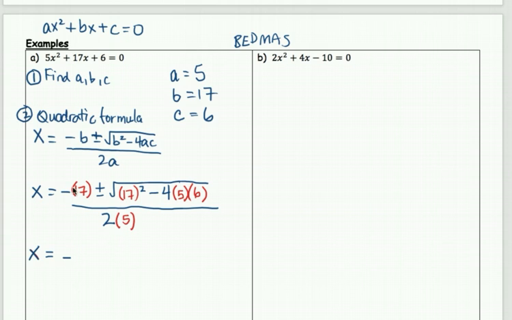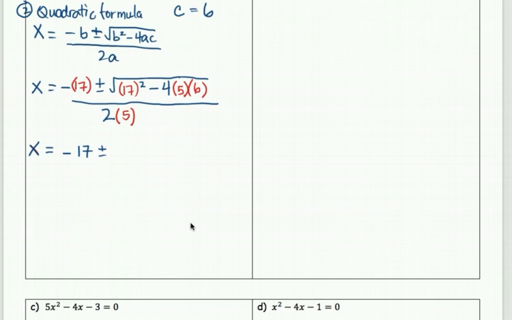Okay, so I'm just going to write everything else out here. So this 17 is still negative 17, plus or minus. If I take 17 squared, okay, that's 289.